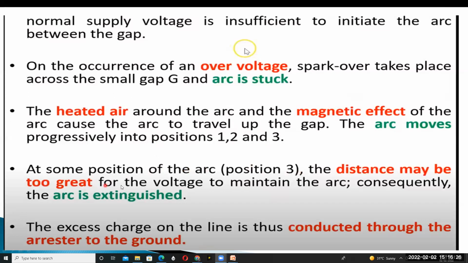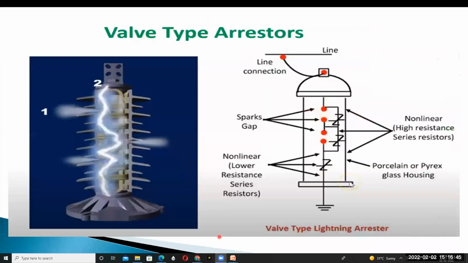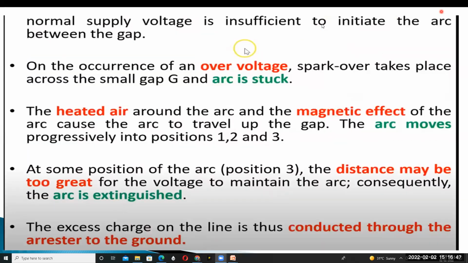At position 3, the distance between the two horns is so great that the voltage is unable to maintain the arc, consequently the arc is extinguished. In this way the arc is removed. The excessive charge on the line is thus conducted through the arrestor to the ground. So this is about the HV Gap Arrestor.